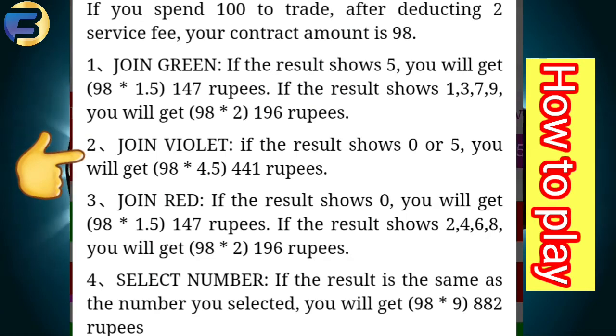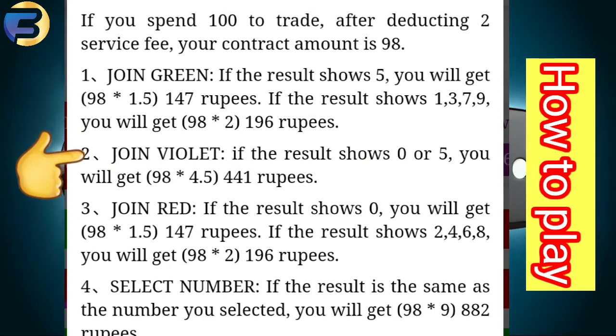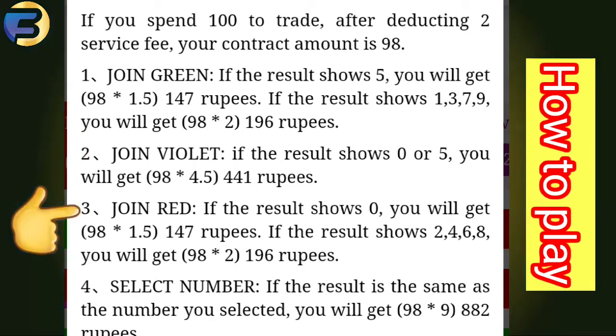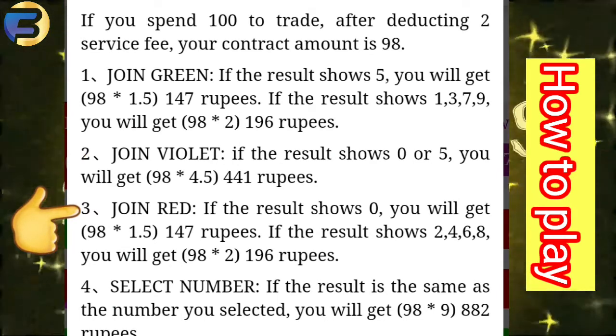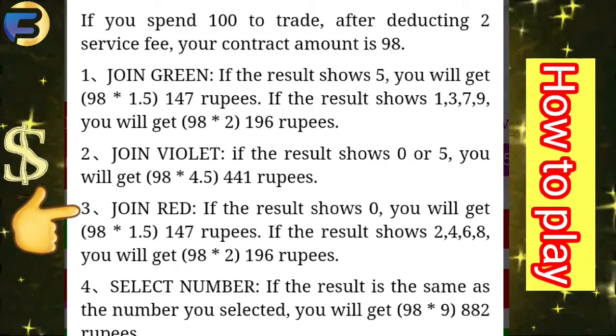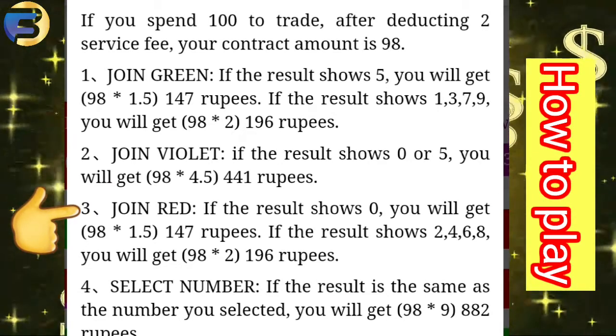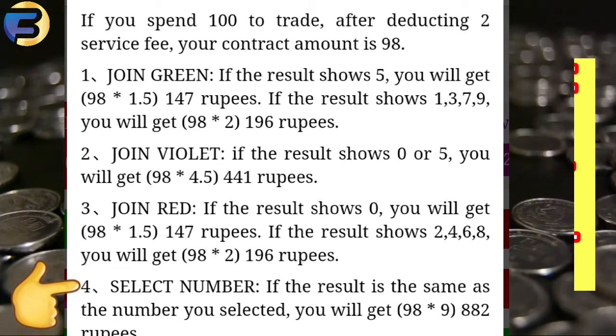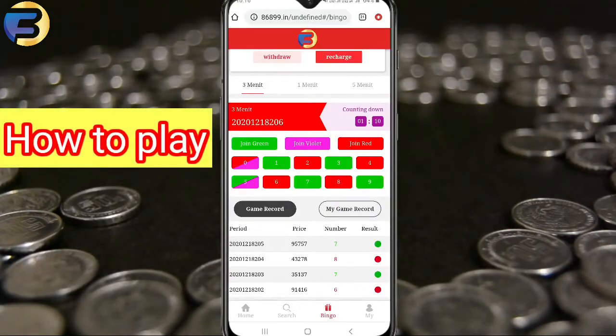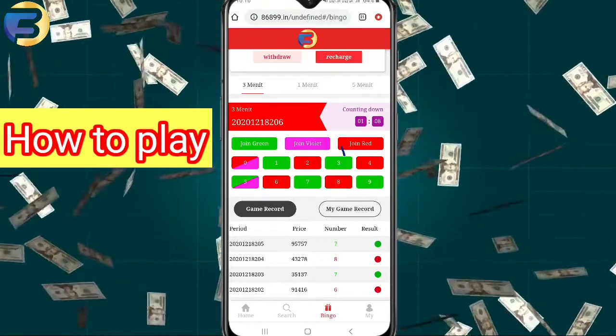If you join the violet color and the result shows 0 or 5, then you will get a total of 441 rupees. And if you join red color and the result is 0, you will get 147 rupees. And if the result shows 2, 4, 6, or 8, then you will get a total of 196 rupees as a reward. And if you select a number from 0 to 9 and the same number appears as the outcome, then you will get a total of 882 rupees. Now I will join red color for 3 minutes and place my bet here.